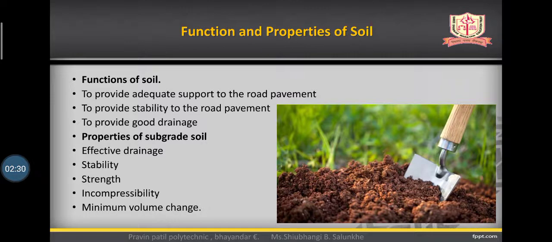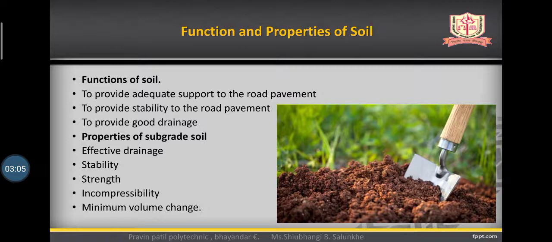The function of soil is to provide adequate support to a road pavement. If you see each and every layer of the road, we use soil, and the uttermost lowest layer of the road is made up of soil. So the soil is very important, and the soil will give main support to our road or to our pavement, to provide stability to a road pavement.